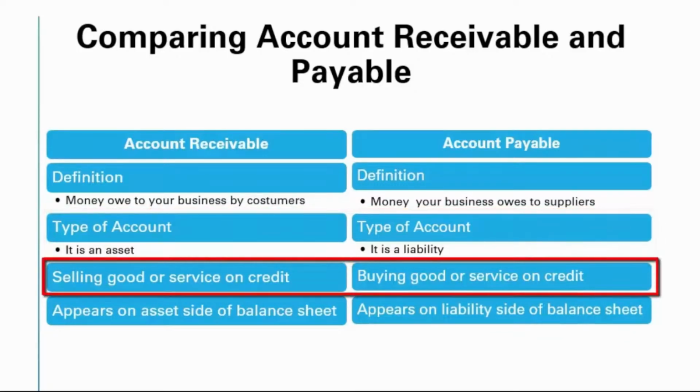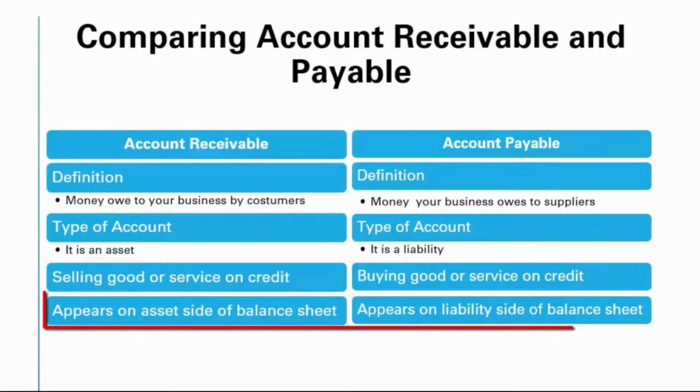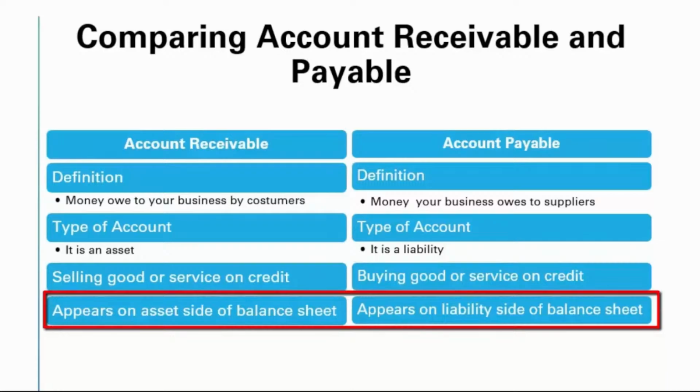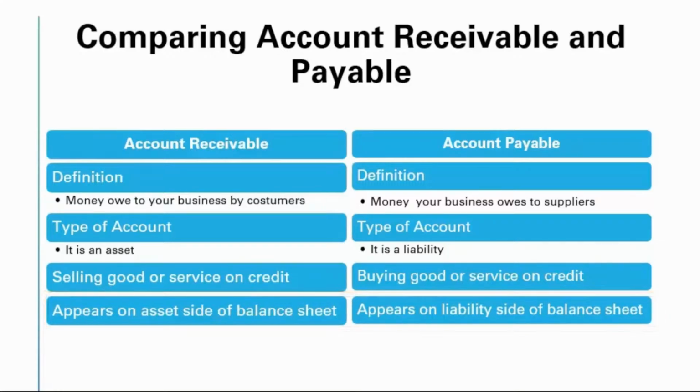Examples. Selling goods on credit creates accounts receivable. Buying goods on credit creates accounts payable. Where they appear. Accounts receivable shows up on the assets side of the balance sheet, while accounts payable appears on the liabilities side.